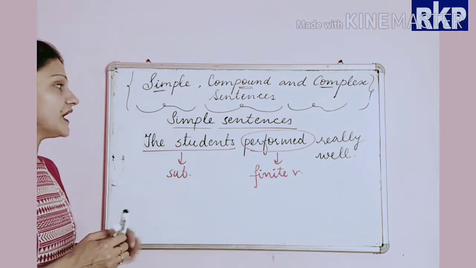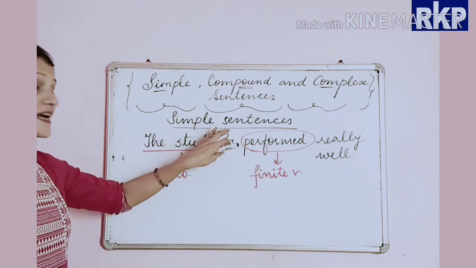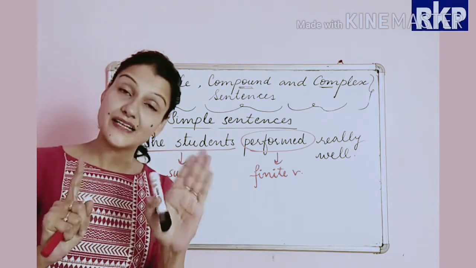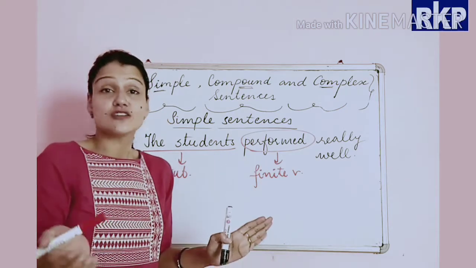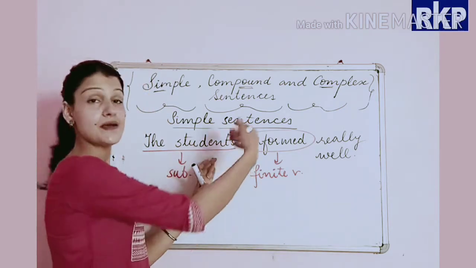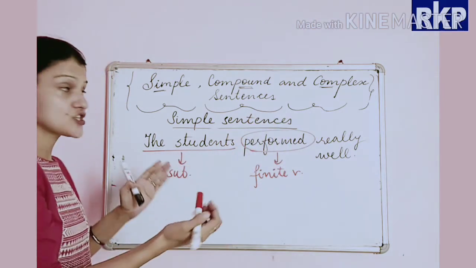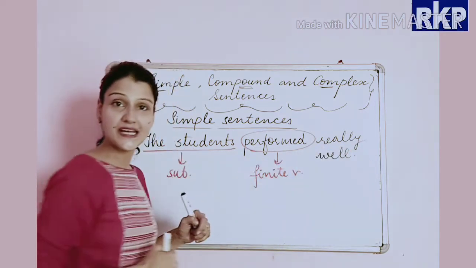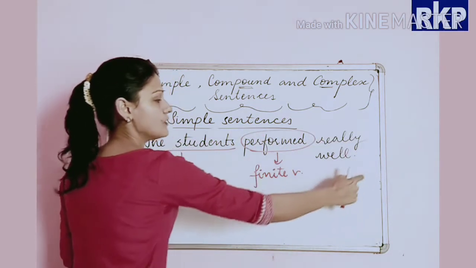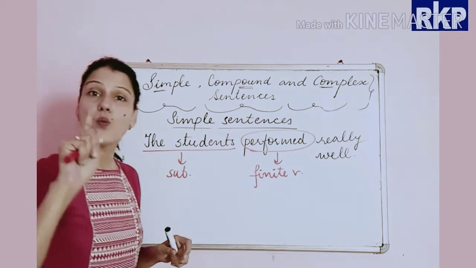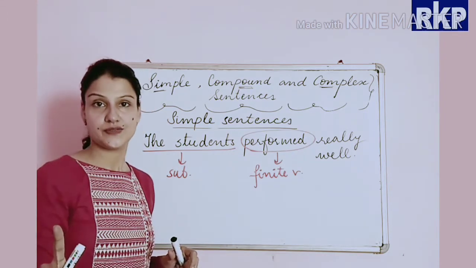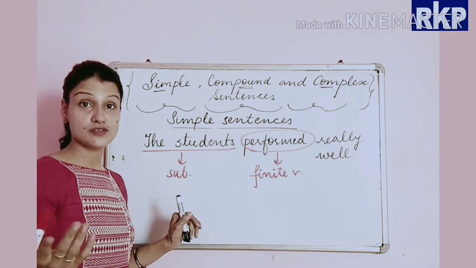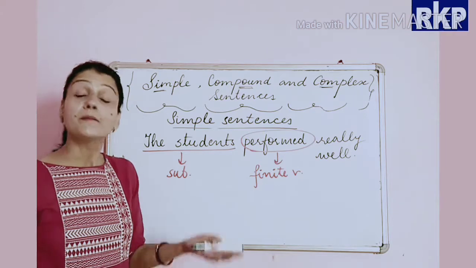Now, about simple sentences, I told you either you can say that it has a subject and its own finite verb, or we can also say it has a subject and predicate. So in that case we can say this is our subject and this is the predicate. So this whole sentence is one main clause. You're getting my point? This is one main clause, or independent clause, or principal clause.